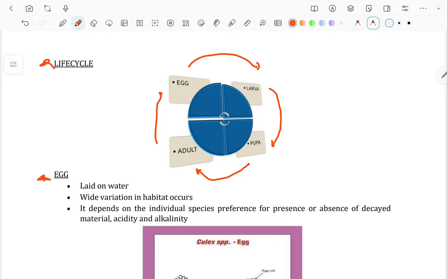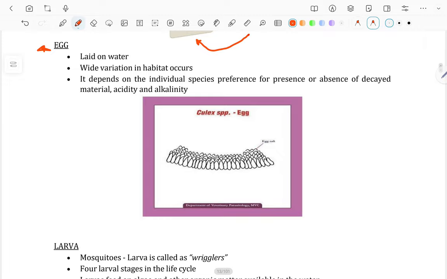Life cycle. Eggs are laid on water. Wide variation in habitat occurs, depending on the individual species' preference for the presence or absence of decayed material, acidity, and alkalinity. In Culex species, the eggs are laid wrapped together as rafts.